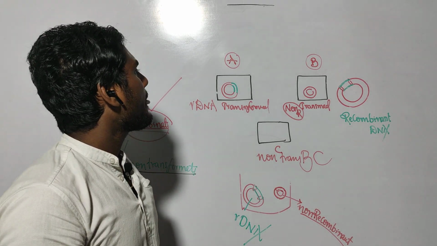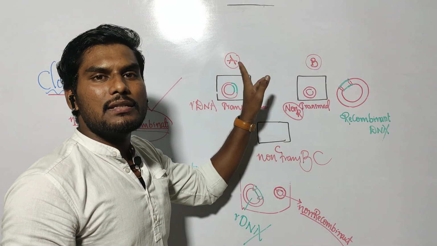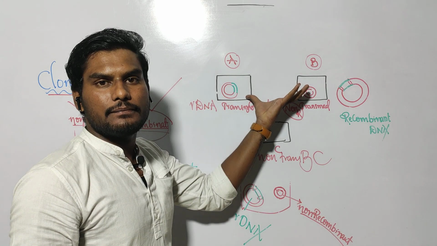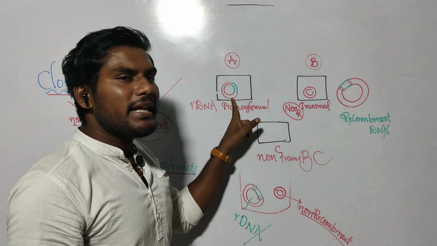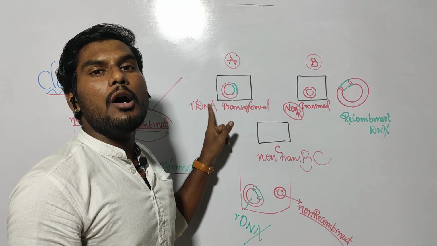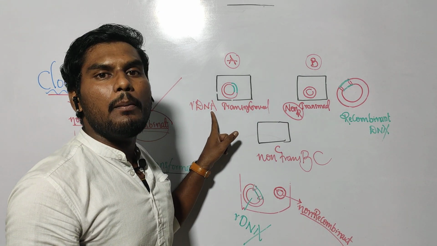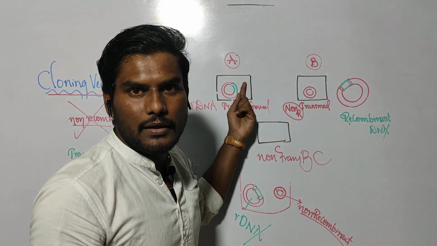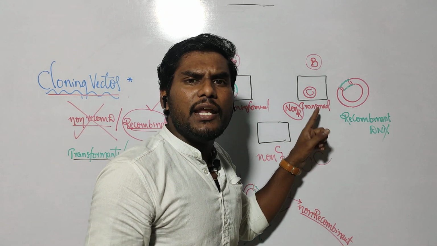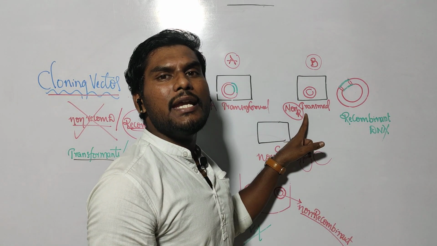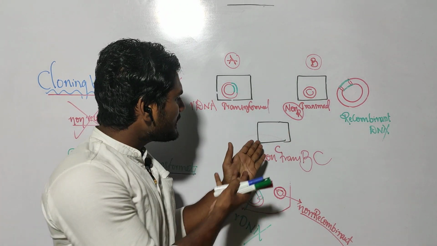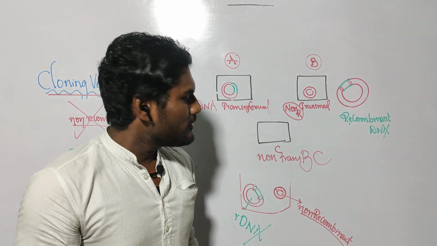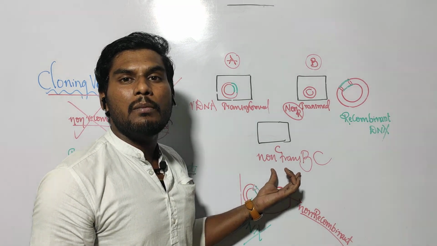These two bacterial cells have taken the DNA, so they are transformed. Which DNA did this one take? Recombinant DNA. So it is a recombinant DNA transformed bacterial cell. This one has taken non-recombinant DNA, so it is a non-recombinantly transformed bacterial cell. This one doesn't take anything, which means it won't get transformed. So it is a non-transformed bacterial cell.